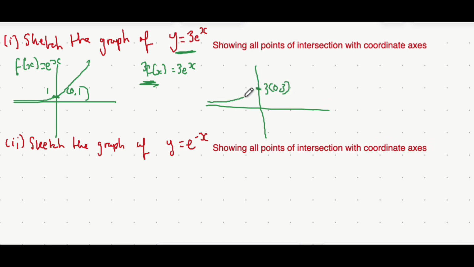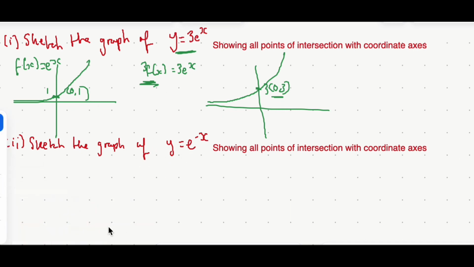It'll be an exponential that looks like this. This will get exponentially smaller and this will get exponentially larger. That will be the graph of 3e to the x. It still intersects the y-axis, and it doesn't really intersect with the x-axis, just like it didn't before. What about the graph of e to the minus x?